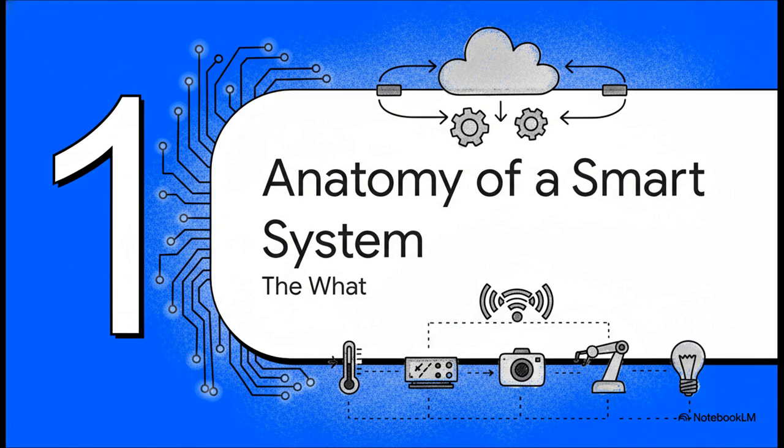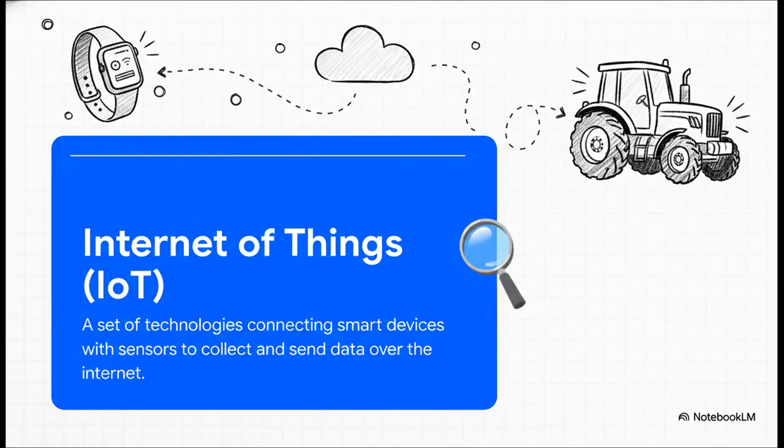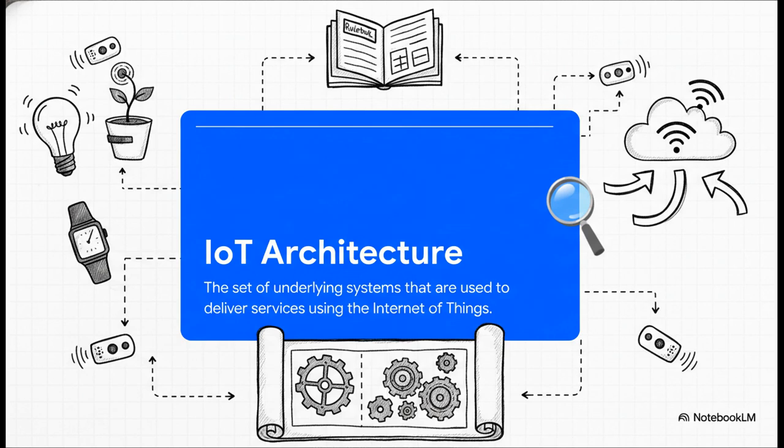First up, we need to break down the fundamental building blocks. What exactly is an IoT system even made of? At its heart, the Internet of Things is pretty much exactly what it sounds like. It's a network of physical things, anything from a tiny smartwatch to a giant tractor, that are given digital senses and the ability to communicate over the Internet. And IoT architecture? Think of it as the rulebook. It's the technical blueprint that lays out exactly how all these different devices, gateways, and cloud platforms are supposed to talk to each other. Without it, you just have a bunch of noisy, isolated gadgets that can't work together.